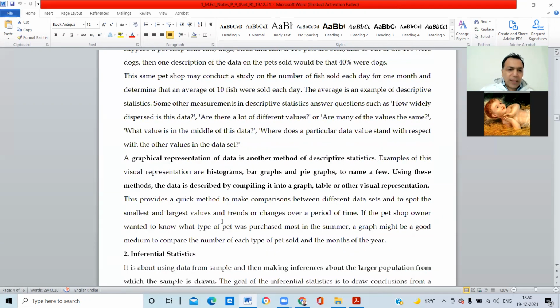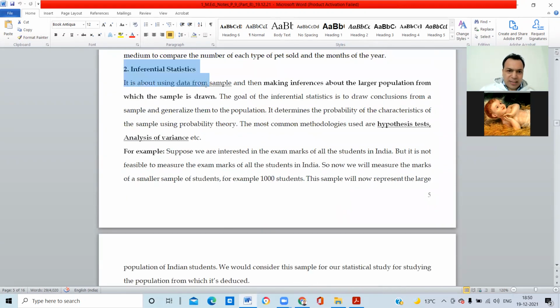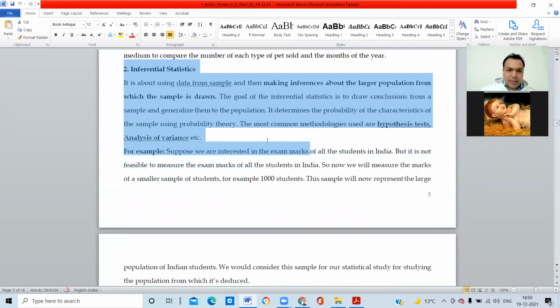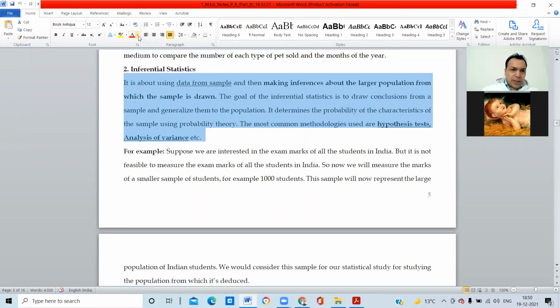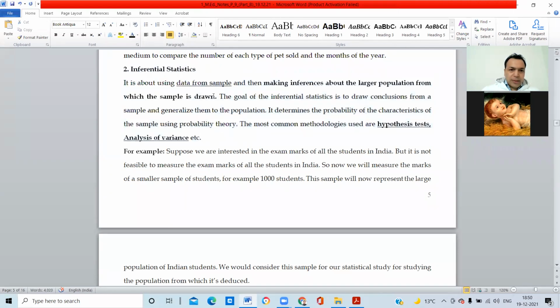Okay. And when we talk about inferential statistics, which is in our syllabus in semester 3rd, in inferential statistics, it is about using data from a sample and then making inferences. Inferences means conclusions, results. Then making inferences about the large population from which the sample is drawn. This is an important line, guys. Okay, you have to remember. Okay, I highlighted this.